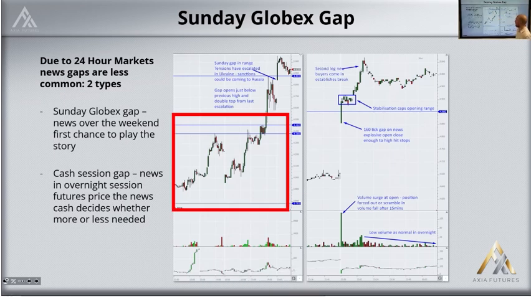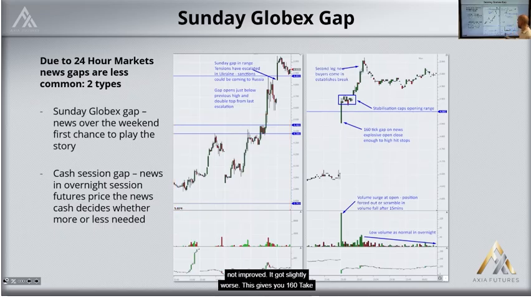So 2 types of gaps then, really, on news at least. You're going to get your Sunday gap. This is news over the weekend. Example here, this is a very recent one, beginning of 2021 in natural gas. This is a trade that a lot of people are starting to look at this point in time because of the escalation of tensions in Ukraine. Talks had happened over a weekend and nothing had concluded from it. So essentially the situation had not improved. It got slightly worse. This gives you a 160 tick gap up.